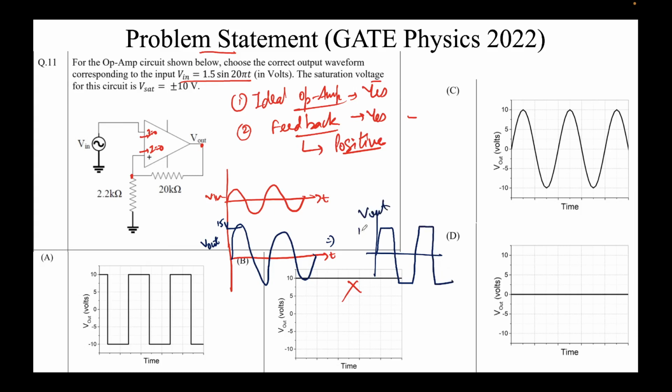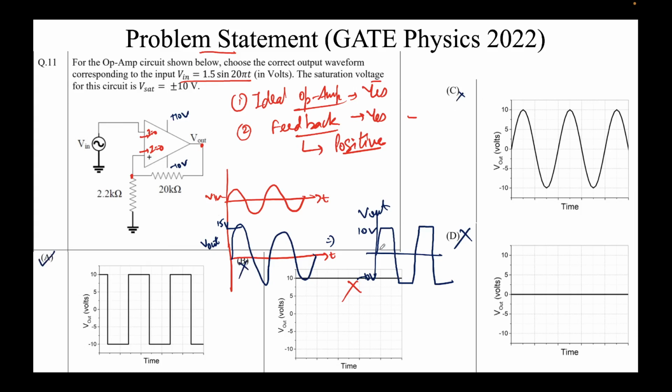So it has to be something like this, the output waveform. Why is this clipped at 10 volts and minus 10 volts? Because the output voltage cannot go beyond the saturation voltage, which is plus 10 volts and minus 10 volts. So D cannot be an option because there's no oscillation here. C cannot be an option because it has to be clipped. So C is eliminated, B is obviously eliminated, and the most correct choice that we have is A.